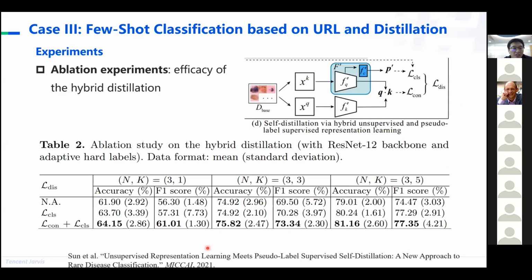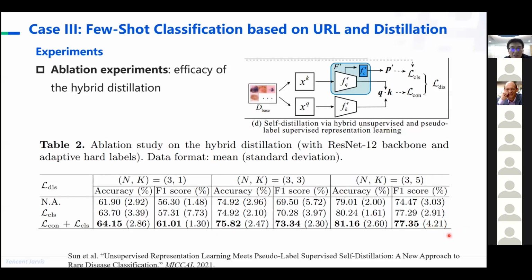To validate the efficacy of the proposed hybrid distillation, we conduct ablation experiments. So here, the first row is the baseline model. Then we distill with the classification loss alone. Then we add the contrastive loss. The results show that distilling with the classification loss alone also brings moderate improvements upon the baseline model, suggesting the efficacy of injecting rare disease knowledge into representation learning. So basically, it validates the effects of learning rare diseases from common diseases.